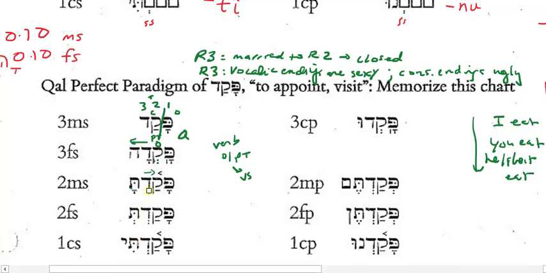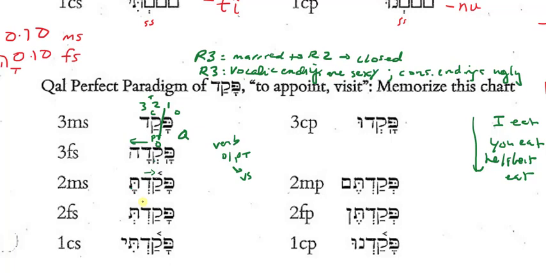Now, if he's closing the syllable, what do I need to have under that consonant? I need a silent shava, right? I can't have nothing here because every consonant in a Hebrew word has to have something with it, right? Either a vowel or a shava. So if the dalet's still closing the syllable as pakad, we need a silent shava there. So this is pakadta. Pakadta. Say that.